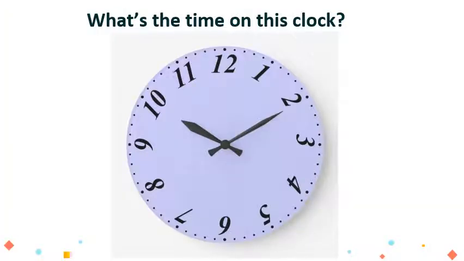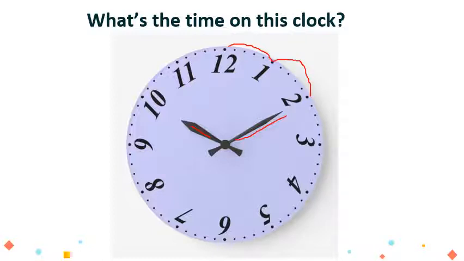Now let's start by looking at this clock. What's the time on this clock? Well, this is an analog clock, so it has an hour hand and a minute hand, and we can distinguish those by knowing that the hour hand is shorter and the minute hand is usually thinner and longer. So our hour hand is pointing to 10, and our minute hand is pointing to 2.